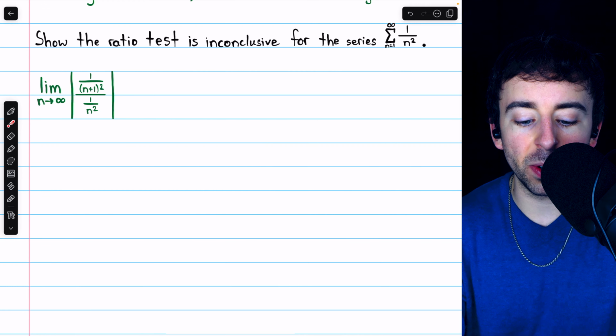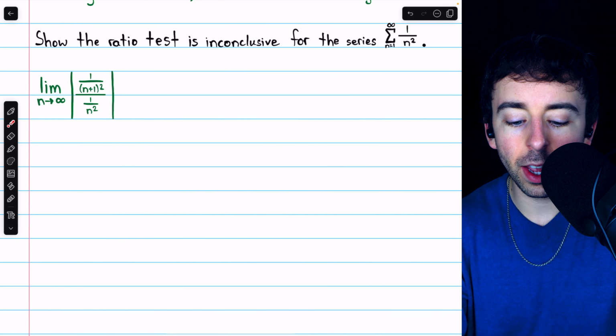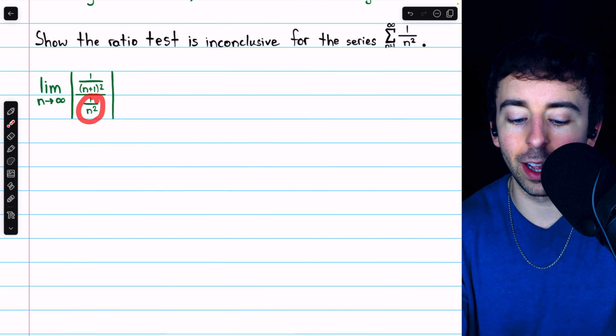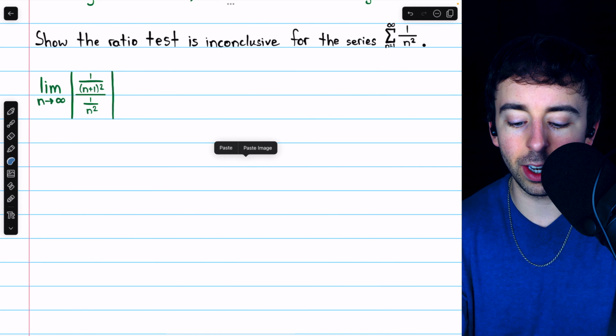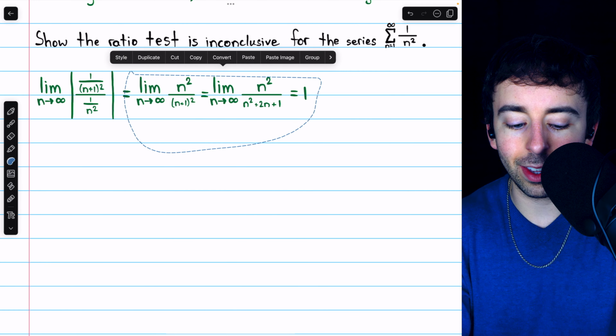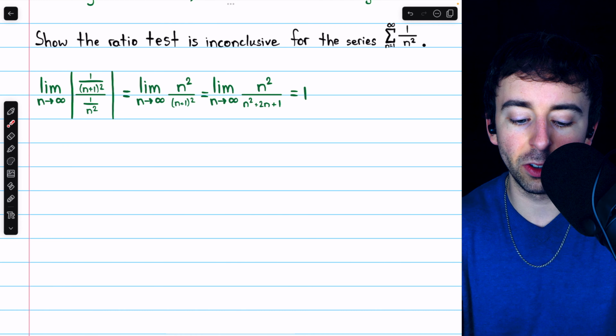To use the ratio test, we need to look at the n plus 1th term, 1 over n plus 1 squared, divided by the nth term, 1 over n squared. Put this in absolute value bars and take the limit as n goes to infinity. Then we evaluate this limit. We can drop the absolute value bars because everything here is a positive integer.